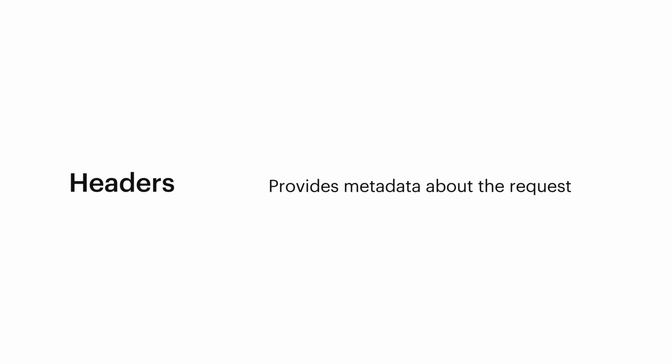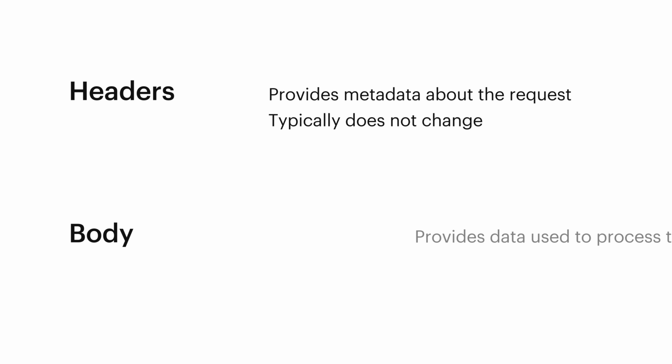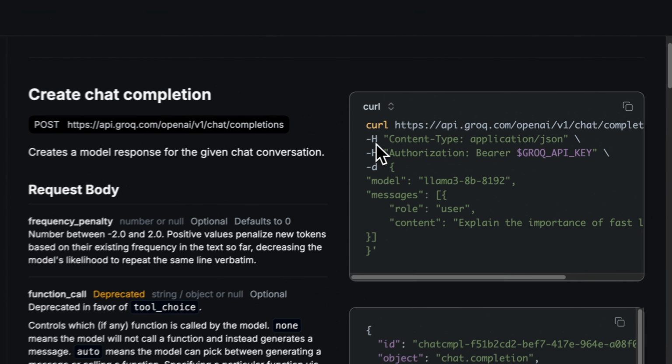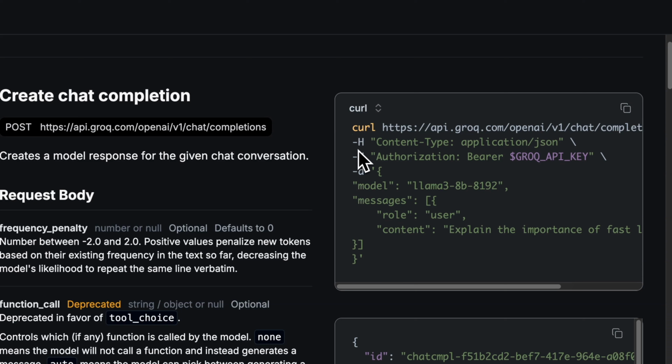Headers provide metadata about the request and typically don't change during each request. The body provides the actual data used to process the request and tends to be different for each request. In this case, the content type and authorization stay the same, but the message that's being sent is usually going to change from request to request. In curl, each item for the header is represented by a capital H, and for the body, it's represented by a lowercase d.